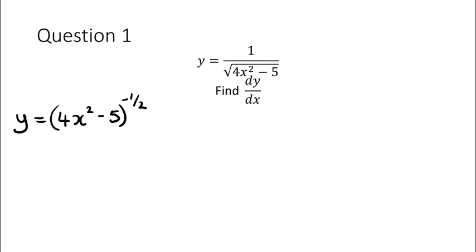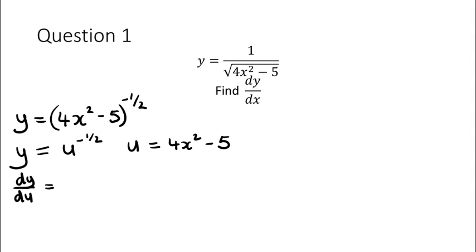The next thing I'm going to do is differentiate this. I'm going to use the chain rule because I've got a function within a function. So I'm going to let the bit inside the bracket equal u, where that u is just 4x squared minus 5. I find dy by du. So multiply by the power, take 1 off the power. And then I differentiate du by dx.